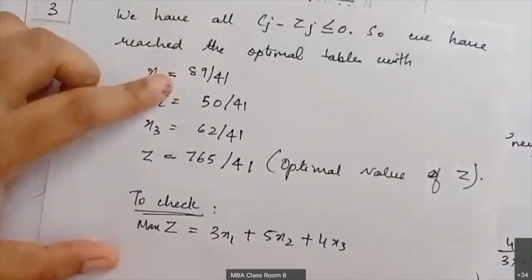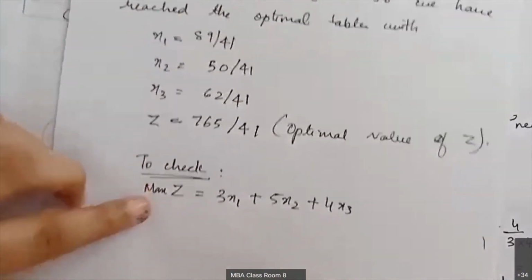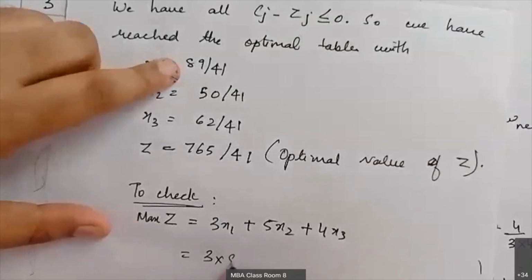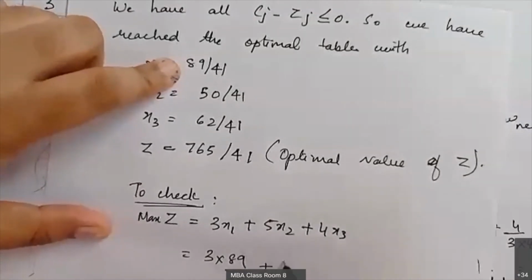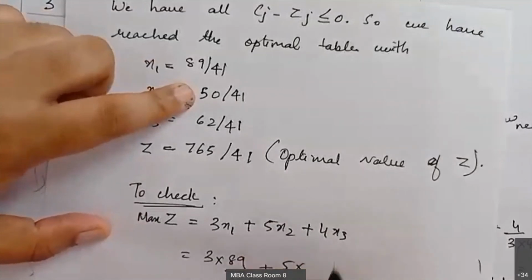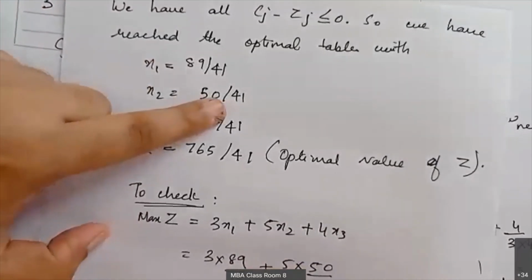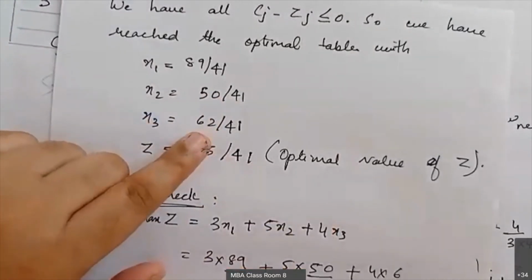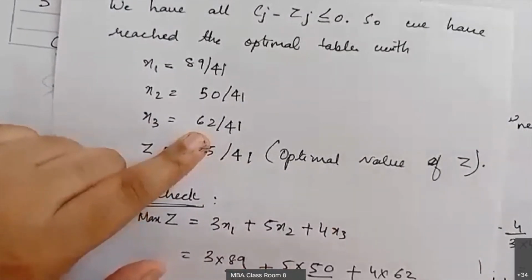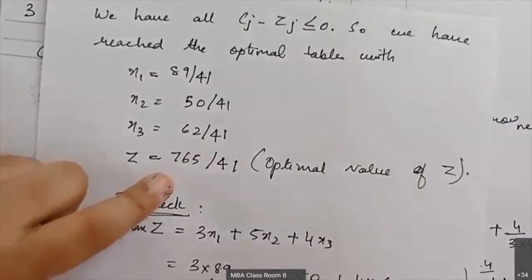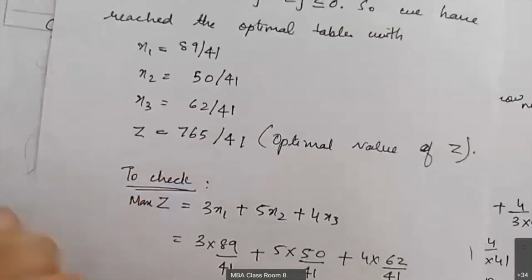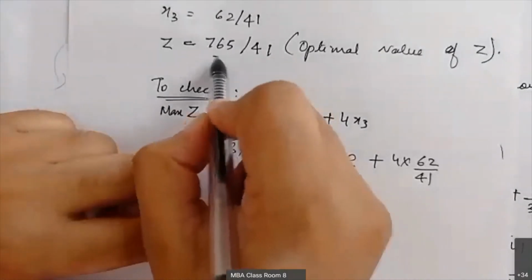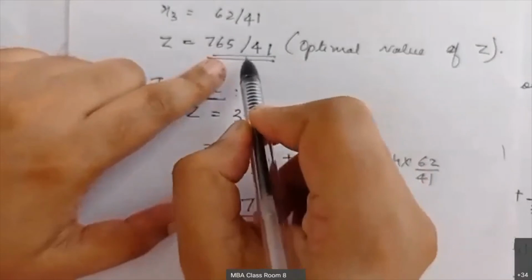Substitute the values of x1, x2, x3 into the maximize equation. z is equal to 3 into the value of x1, 89 divided by 41, plus 5 into x2, that is 50 divided by 41, plus 4 into the x3 value, 62 divided by 41. You will see the value will be 765 divided by 41. This value will be the same as your table value.